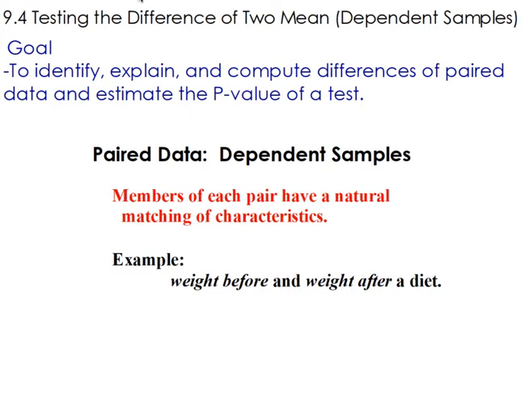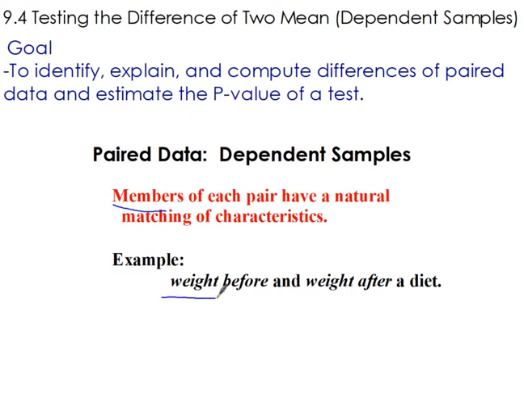Now, what I mean by paired values is we have dependent samples. The members of each pair have a natural matching of characteristics. In other words, we'll take members, certain people, objects, things like that, and we'll look at them before and after. Maybe we've put some sort of treatment to them, like an experiment where we take information before, run an experiment, give some sort of treatment, take some information later, and figure out the differences.